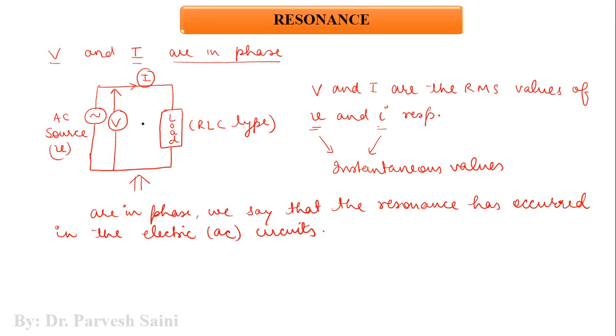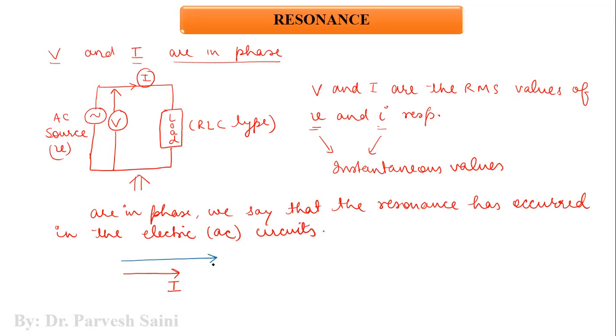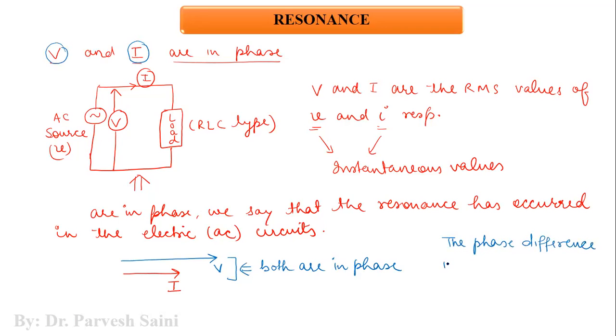Now, when we draw the phasor diagram of this one, it would be like this. This is the current phasor, and this would be the voltage phasor. You can see these both are in the same phase. So when these two quantities are in phase, the phase difference phi is 0.